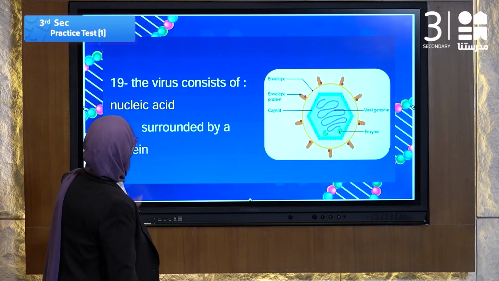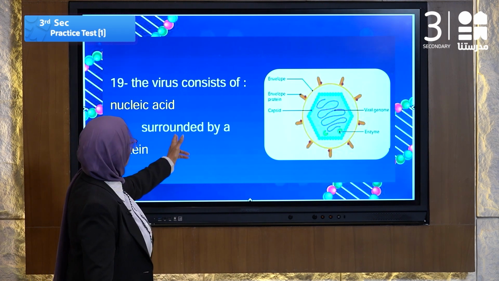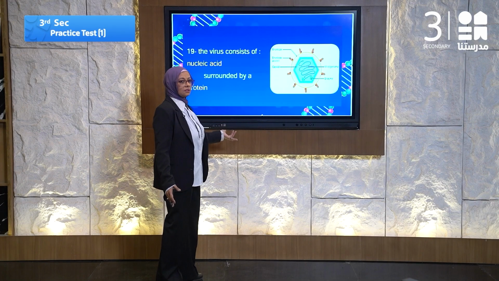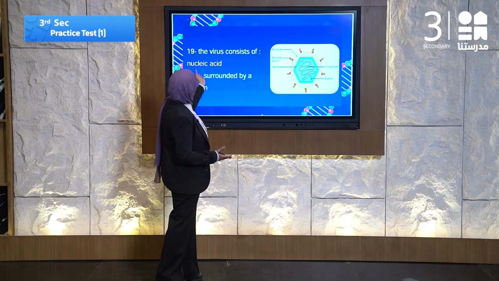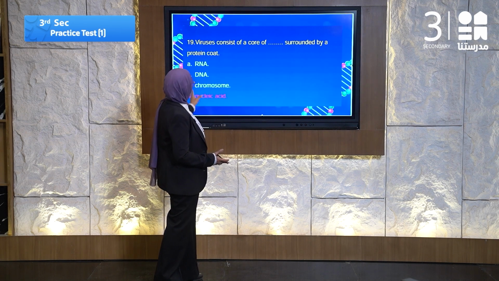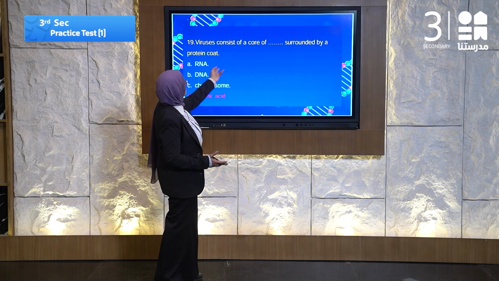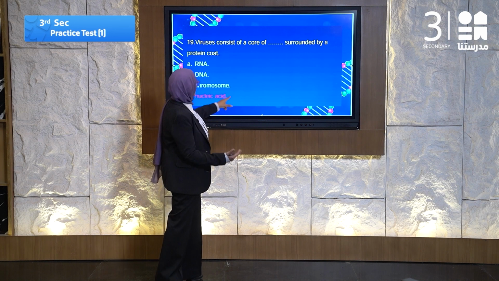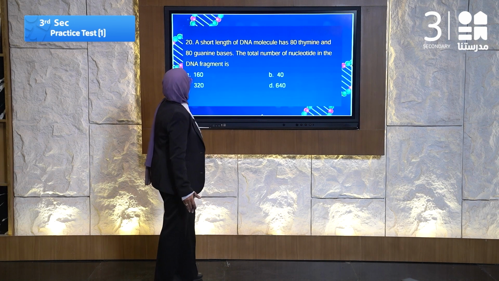Let's go. The virus consists of nucleic acid surrounded by a protein. Where is the question? The question is about the nucleic acid. Yes, the core is nucleic acid. That's the answer: a virus consists of a core of nucleic acid surrounded by a protein coat. Let's go to 20.